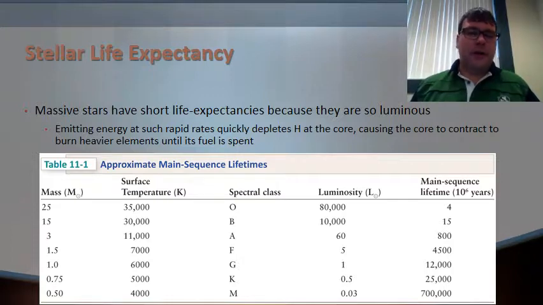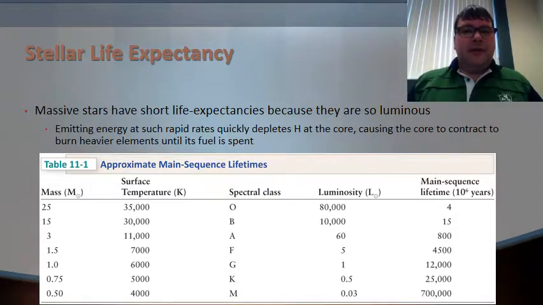By comparison, our star is a class G star. It has one solar mass, and has one luminosity because our luminosity scale is based off of our own sun. Our life expectancy on the main sequence for our star is about 12 billion years. Billion with a B. That is a much longer lifetime.